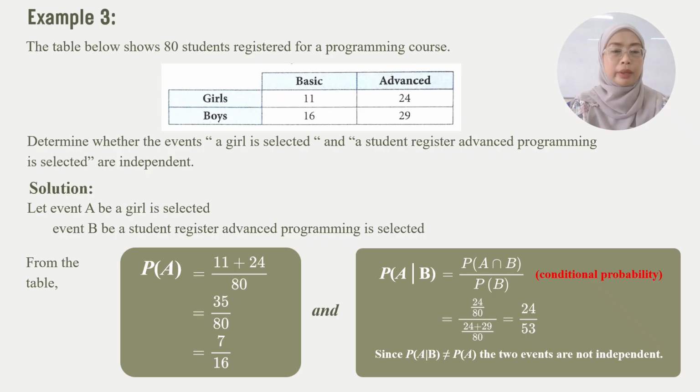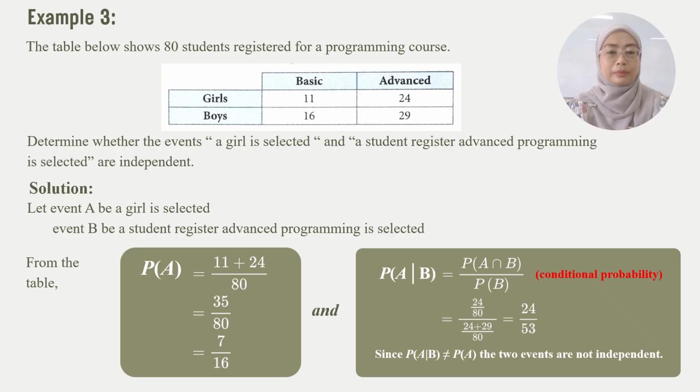From the table, we can find the probability of A first. The probability of A is equal to 11 plus 24 over 80. 11 plus 24 is the number of girls who take the basic and advanced programming courses, over the sample size, which is 80. So we calculate and find 35 over 80, and simplifying the answer, we get 7 over 16.